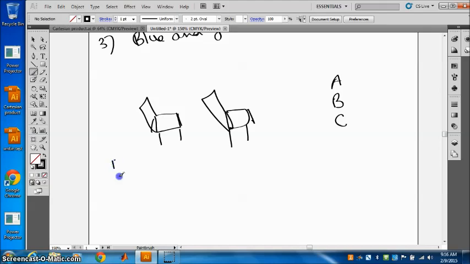Possible combinations: one, A here and B here, A, B. Or these 2 can sit on these 2 chairs, B, C. Third one is AC. So there are 3 combinations.